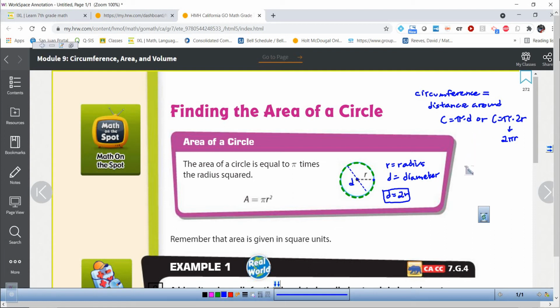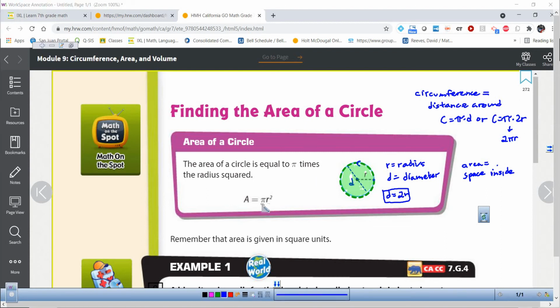All right, but now we're going to be looking at area. Area is the space inside the circle. So if I were looking at the circumference, I would travel around. Circumference travels around the circle, and area is going to be the amount of space inside the circle. How many square units does it take to fill the circle?